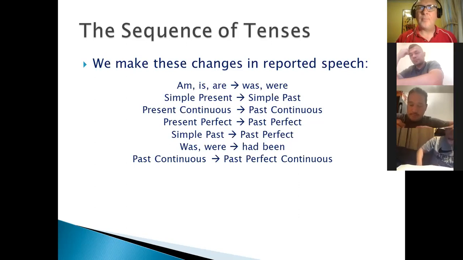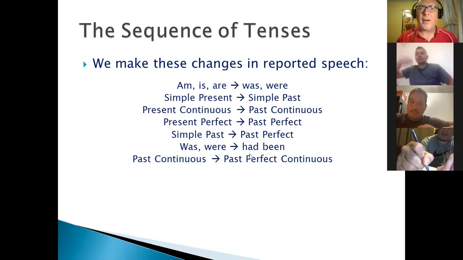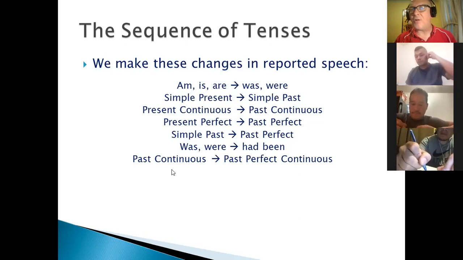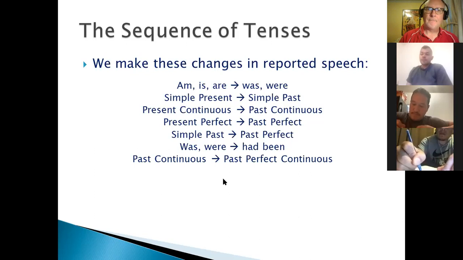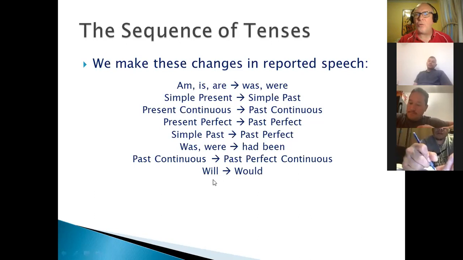Past continuous changes to past perfect continuous. So for example, you might say, I was looking for my car. He told me that he had been looking for his car. All right, let's look at another one. Will changes to would. So someone says, don't worry, I will be there. He told me that he would be there.